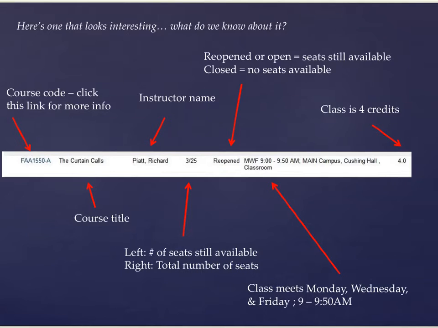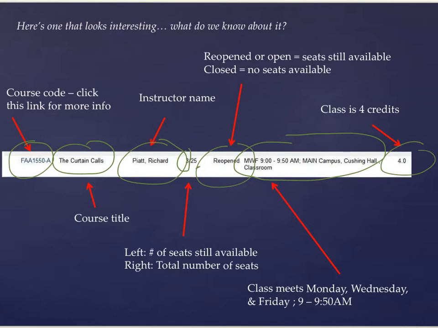Let's take a look at Curtain Calls. What do we know about it? We have course code, title, instructor. The number on the left here represents the number of seats still available out of a total number of 25. This class says reopened. If it says open or reopened, it means there are still seats available. If it says closed, it would mean there are no seats available. We see that the class meets on Monday, Wednesday, Friday from 9 to 9:50, and the class is worth 4 credits.